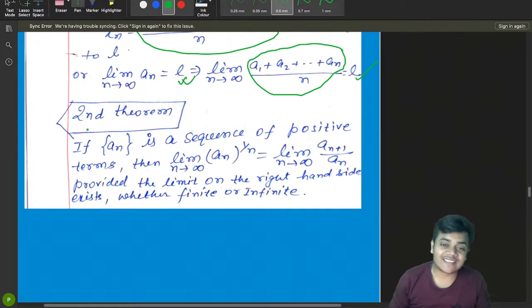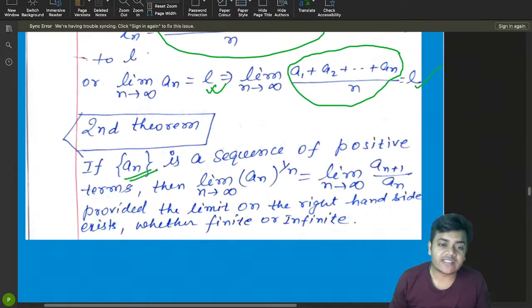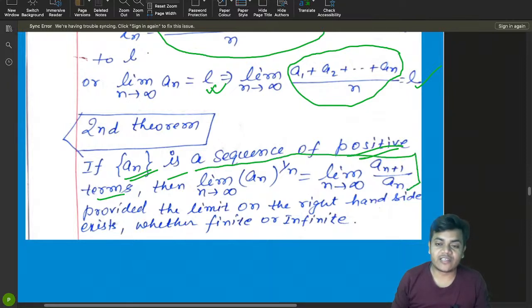But what is the second theorem, which is more interesting? Let's see. If you have a sequence An of positive terms, remember we are discussing it for the sequence of positive terms, then limit n tends to infinity An raised to the power 1 by n is equal to limit n tends to infinity An plus 1 over An, provided the limit on the right hand side exists, whether finite or infinite. So existence of the limit is necessary, but these two things are equal to each other. This is really interesting.